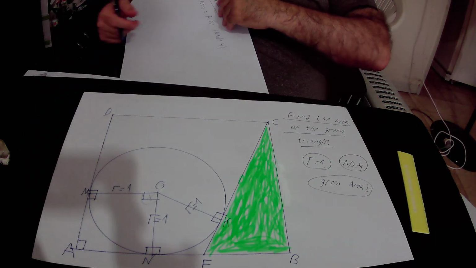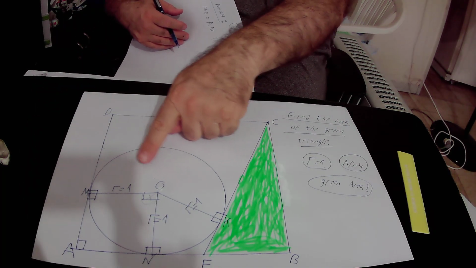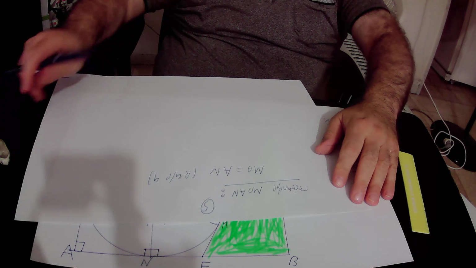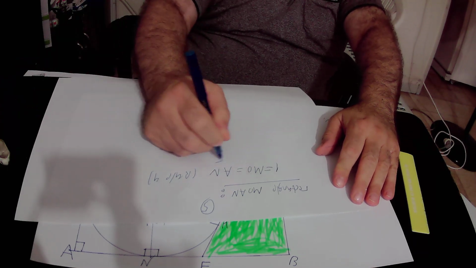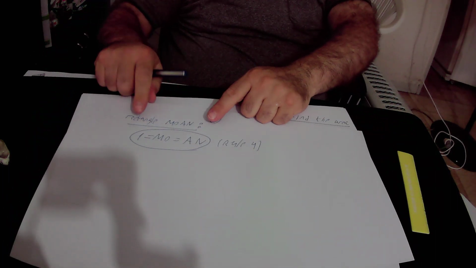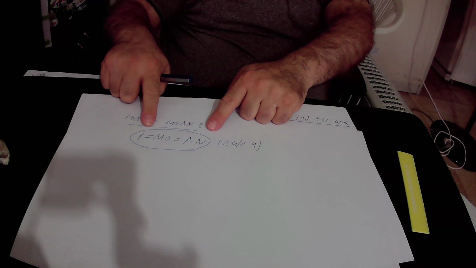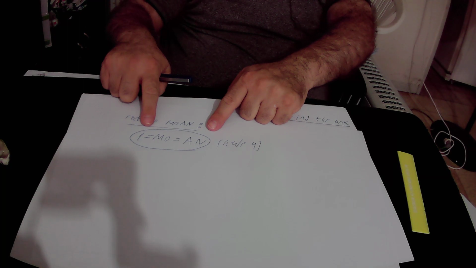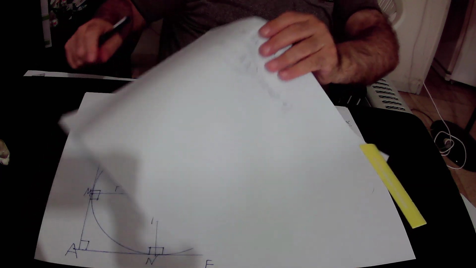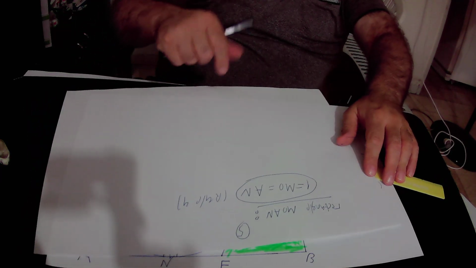But we know that MO equals one unit. It is given in the question that MO equals one unit. So we can write here that MO equals one unit. And from this equality, we will conclude that AN also equals one unit. Okay, AN equals MO equals 1, therefore AN also equals 1 unit. So we can write down that AN equals 1 unit.